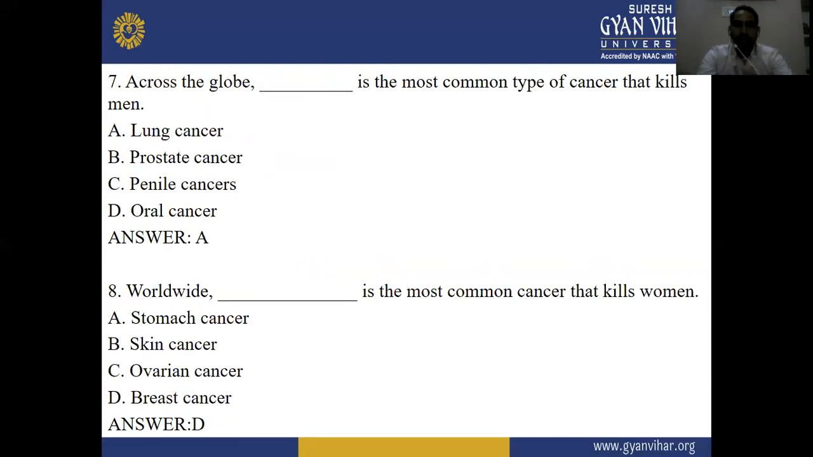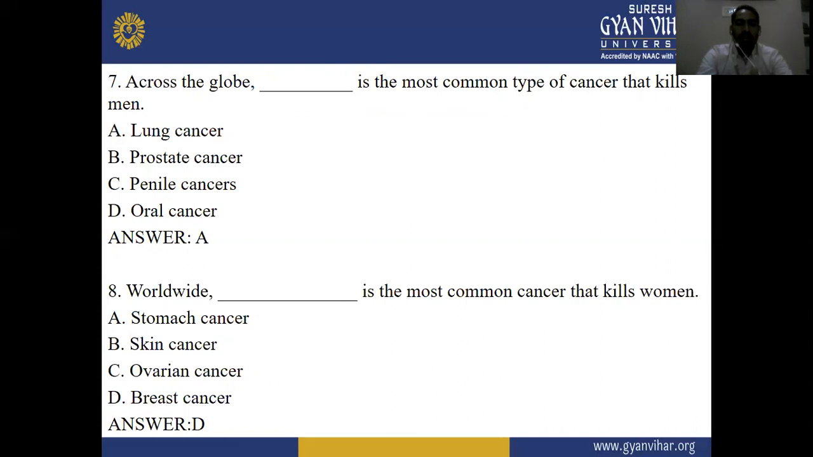Next question. Across the globe, blank is the most common type of cancer that kills men. Option A is lung cancer, option B is prostate cancer, option C is penile cancer, and option D is oral cancer. The right answer is A. Across the globe, lung cancer is the most common type of cancer that kills men.